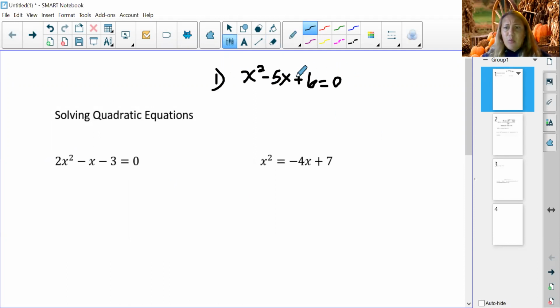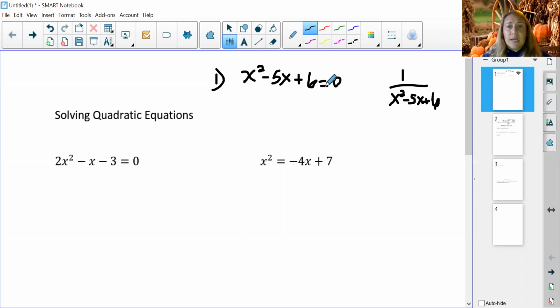Okay, and we've been doing this for the past week or so, because an expression like x squared minus 5x plus 6, that would be like in the denominator of your rational expressions, right? You would have something like this. And then we knew that the denominator could not equal 0, right? So whatever expression we had in the denominator, we set equal to 0 and solved for x, okay?